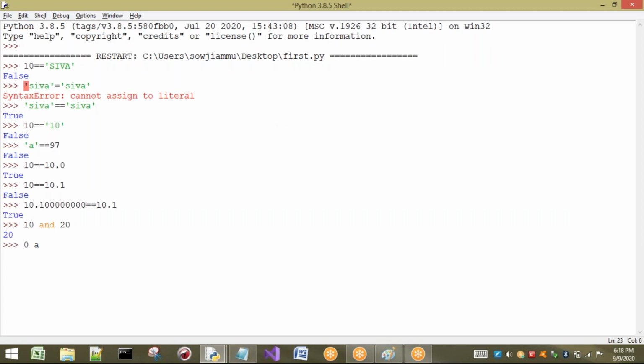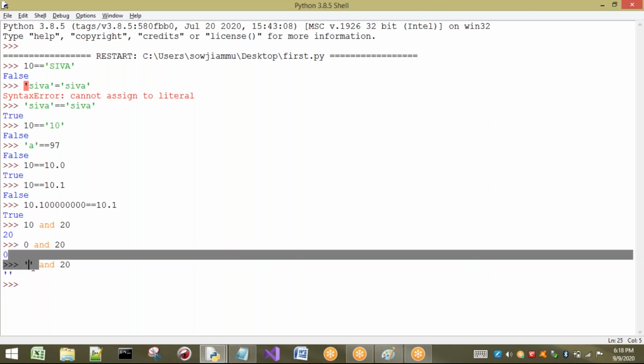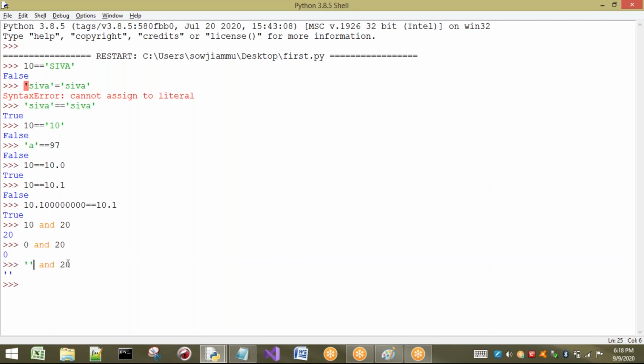So here I am going to take 0 and 20. Now see here, is x value false or not? Yes. So it will return what? The x value, that is 0. Let us consider one more example. For example, an empty string and 20. The first one is an empty string. Empty string means false. So let us consider this as x and this as y. If x is false, it returns x. If x is true, then it returns y.